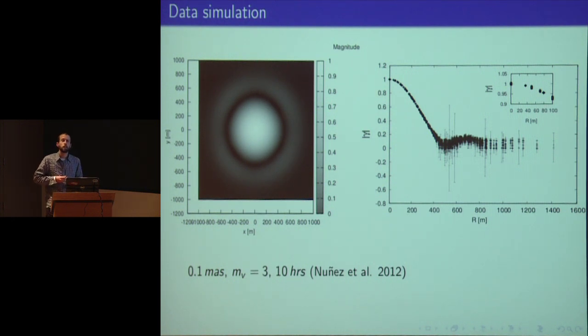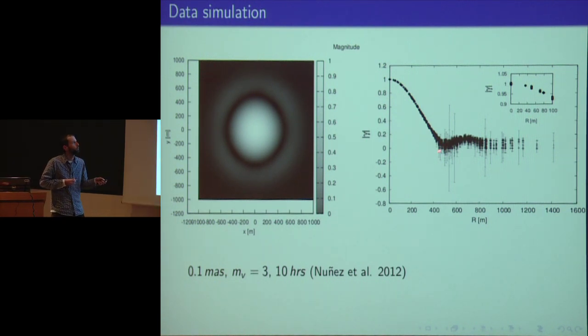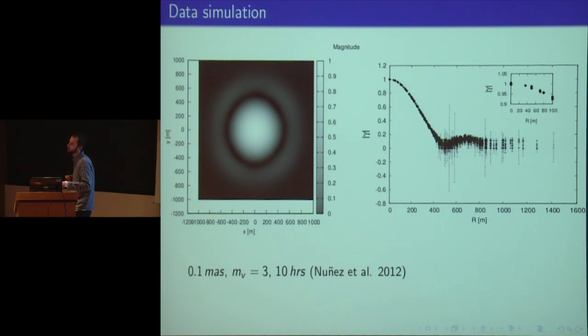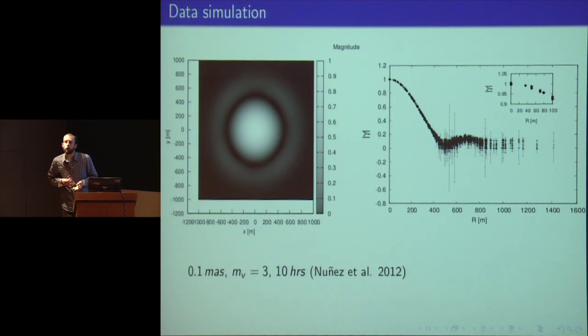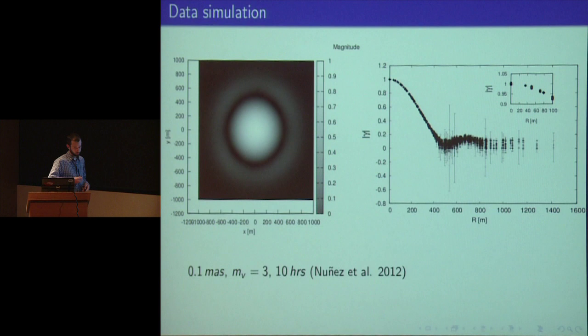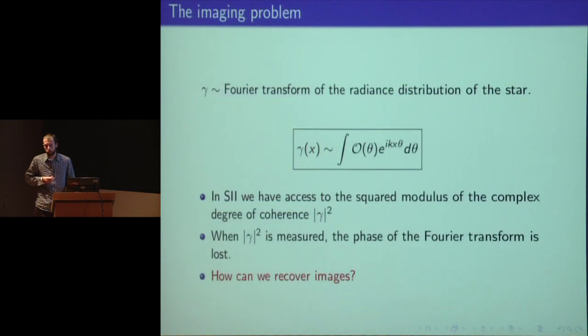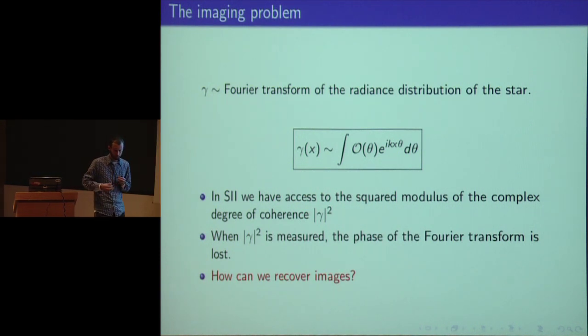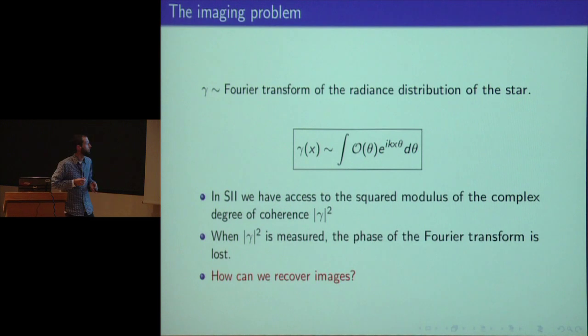Now, this type of data was used to measure angular diameters in the past. But we would like to do a little bit more than that. We would like to see if it's possible to actually recover images of these objects. Now, some of you may have noticed already that we only have access to the modulus of the Fourier transform of the object. We don't have access to the phase. So this is a challenge if we want to recover images.